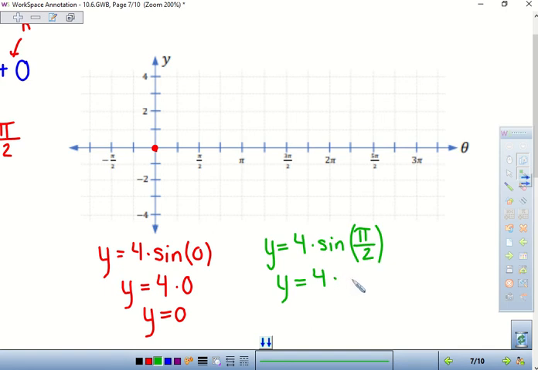So wait, the 0 was supposed to be a theta? I'm plugging in for theta. I'm replacing theta with 0. Yep, it's not supposed to be a theta. So that's going to give me 0. Pi over 2, 4.